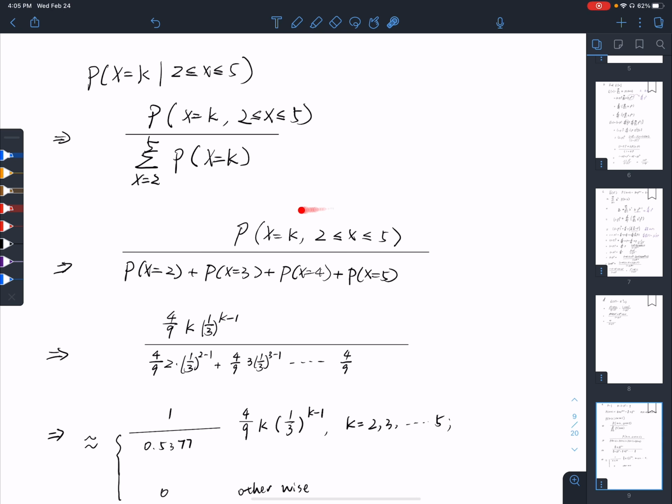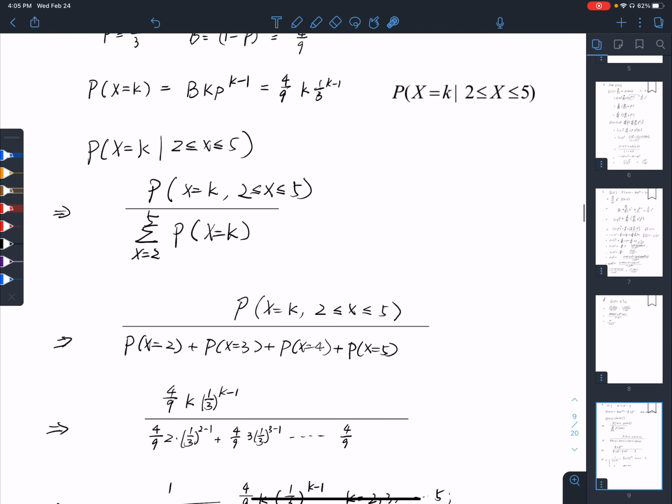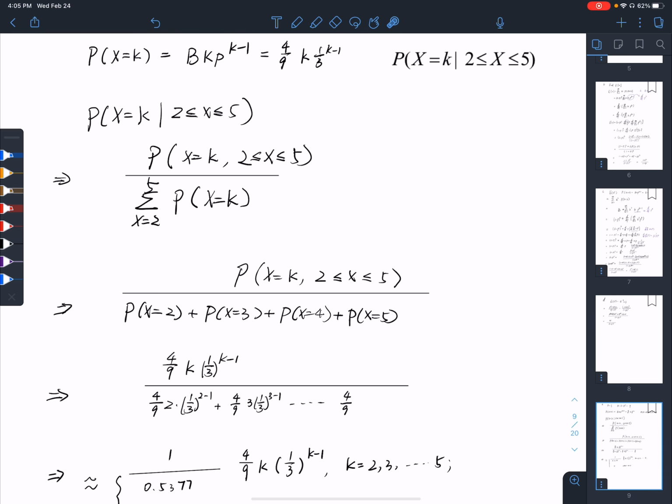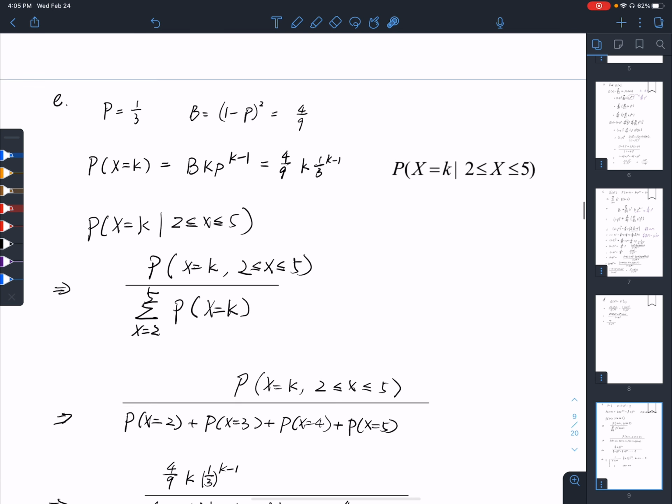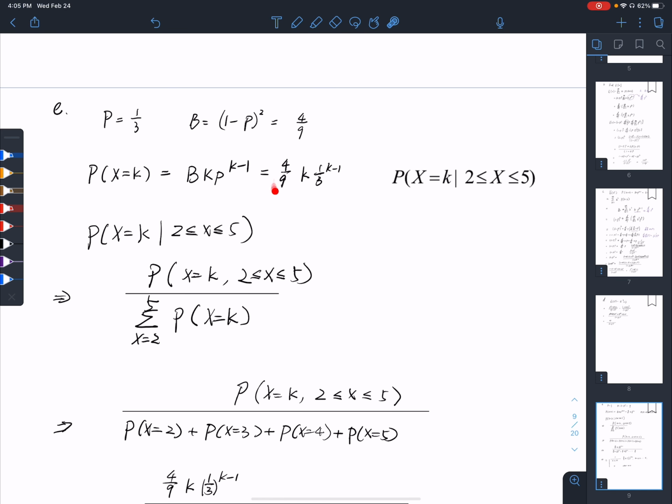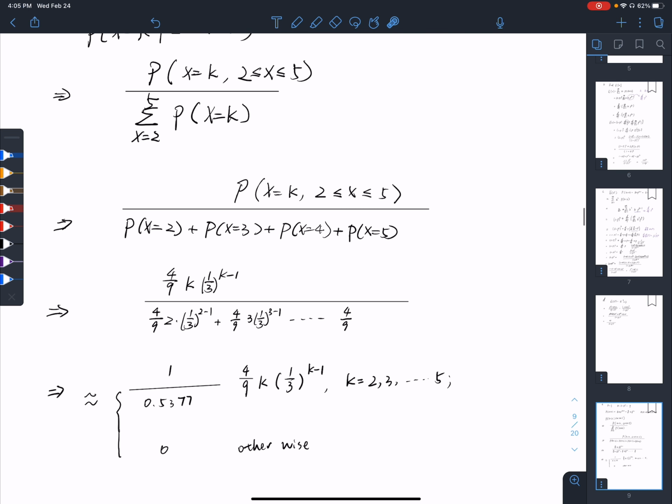Yeah. So for the above part, we can use the equation. It's still the original equation we got here, and the only difference is that the k has a limitation interval. It belongs to 2 to 5, and both are closed. And the bottom we can calculate one by one. So start from 2: 4 over 9 times 2 times 1 over 3 to power 2 minus 1. Same thing after applying to 2, 3, 4, 5.